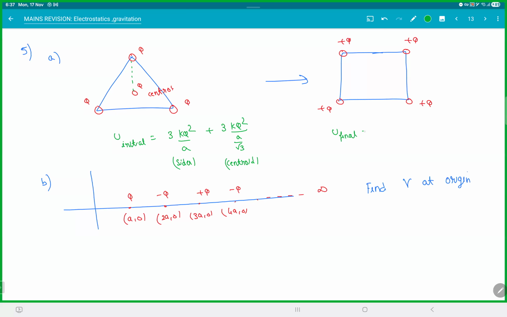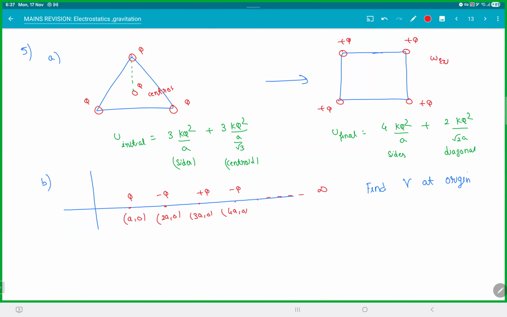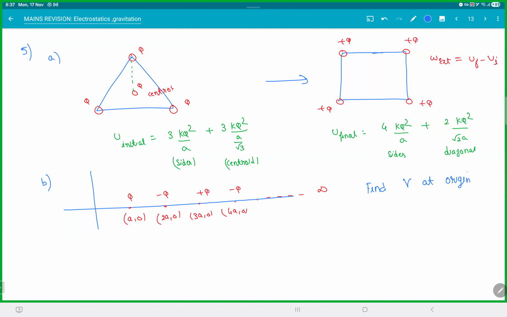The U final will be 4 times kq square by a plus 2 times kq square by root 2a. So these are the sides and this is the diagonals. So the work done is simply U final minus U initial. Subtract them, you'll get the answer. Clear? So 4C2, there are that many pairs, you have to be careful.